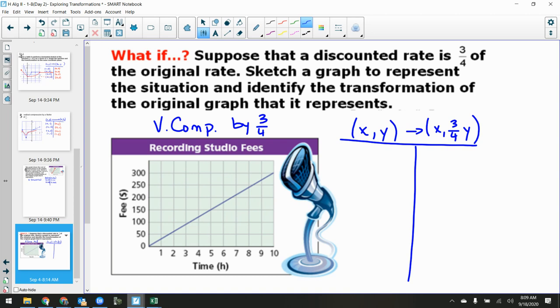All right, so again, if it's linear, let's pick out 0, 0. That's going to be an easy one. 0, 0 looks like a direct variation, and that's not going to change at all. Let's pick a nice and easy point. What's one that I could easily take 3/4 of? Let's go way out there. Let's go 10, 300. Go crazy, folks. It's Friday.